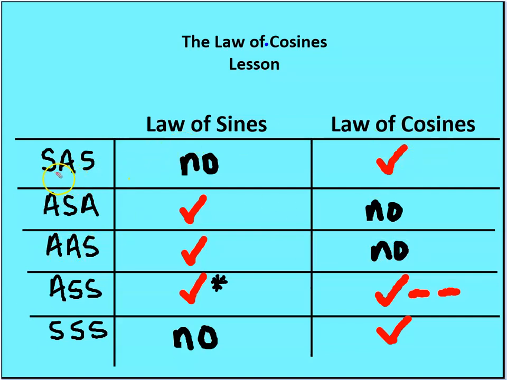We have side angle side and side side side. We can't use the law of sines. So you can see how, depending on what case you have for a triangle, you're going to use either law of sines or cosines. Law of sines for angle side angle, angle angle side, and angle side side with caution. And then law of cosines for side angle side and side side side triangles.